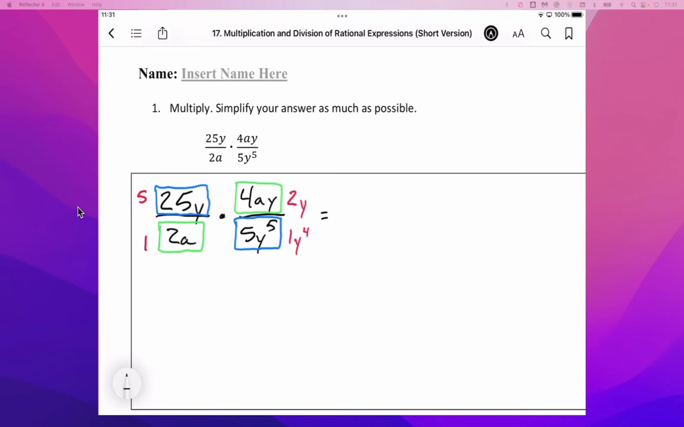So now we're going to multiply the red terms that we have. So 5 times 2y is 10y. And 1 times 1 is 1. I can write the 1 or I can choose not to write the 1. And we have y to the fourth in the denominator.